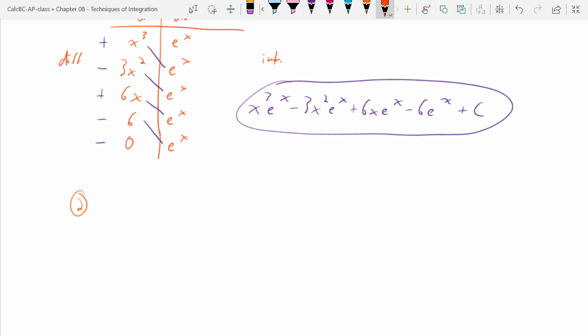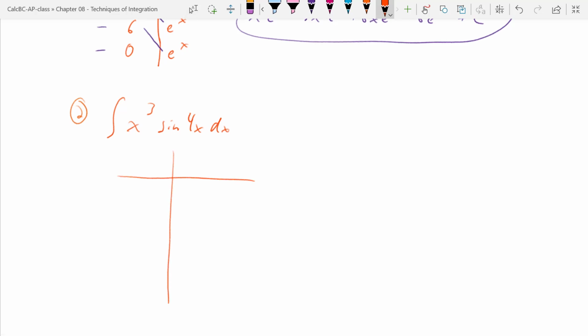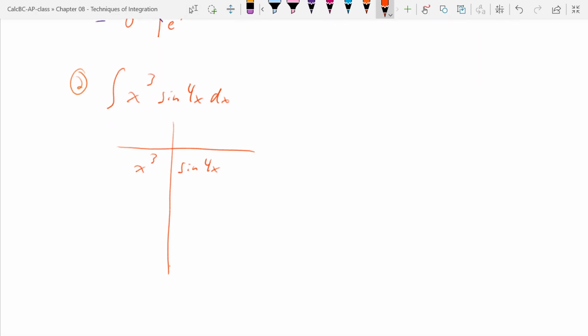Let's do another example. Let's go with the integral of x to the third sine of 4x dx. It's not quite as simple as the one we just did, although it's very similar. If I do a table and I say that this is going to be x to the third, and then I put sine of 4x as my other term, then as I move down the table, again we have 3x squared, 6x, 6, and 0.